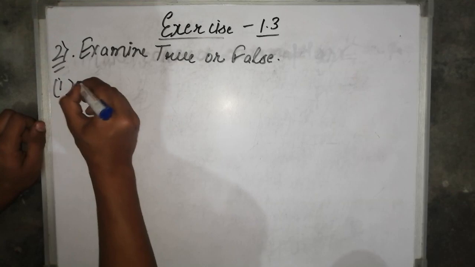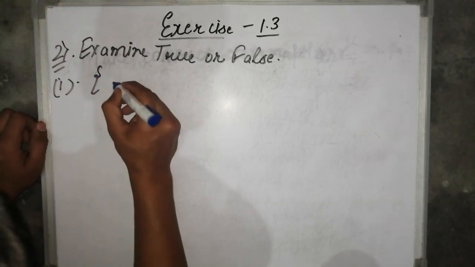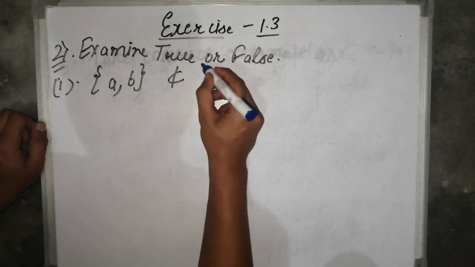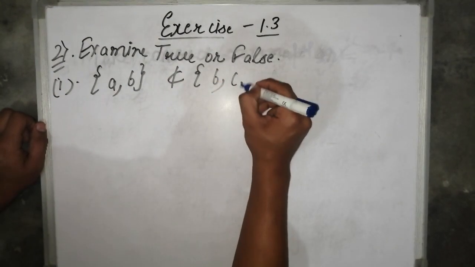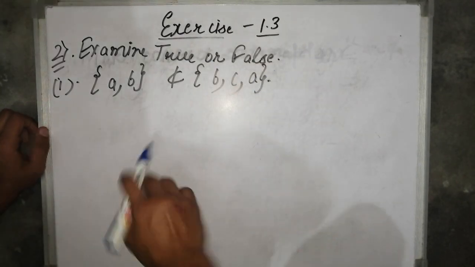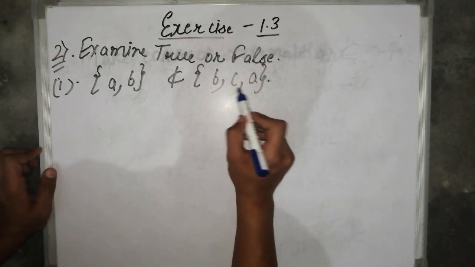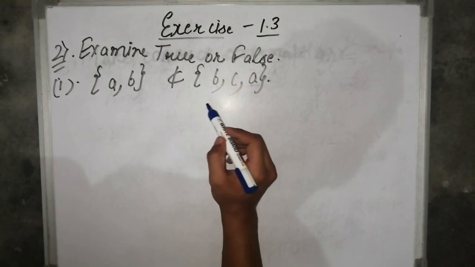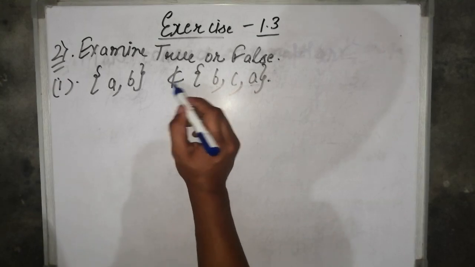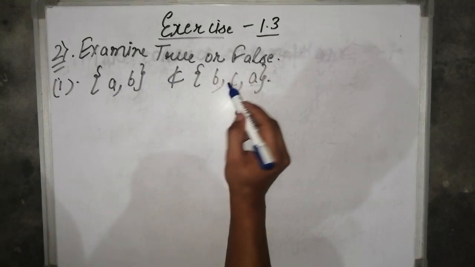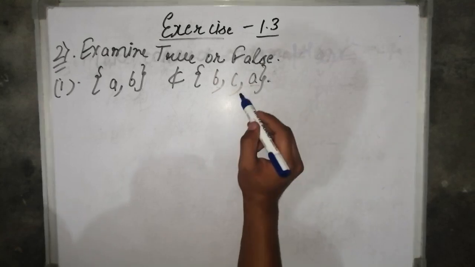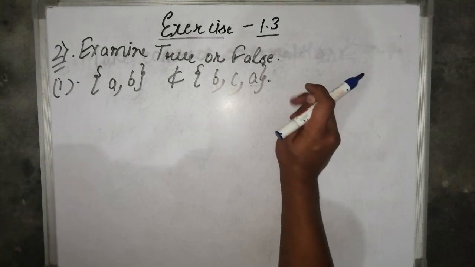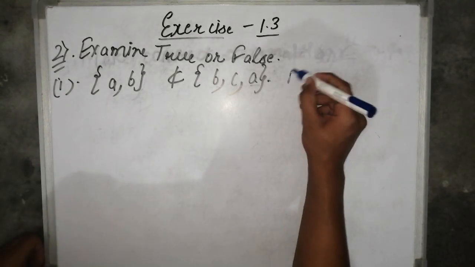Our first part is {a, b} is not a subset of {b, c, a}. Now students, look at it. Are a and b present in this set and this set? Yes, but here it is written that {a, b} is not a subset of {b, c, a}. No matter the arrangement, this is a subset, and here it is written that it is not a subset. That's why it is false.